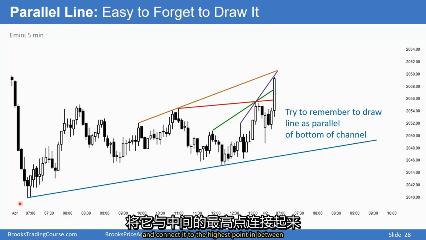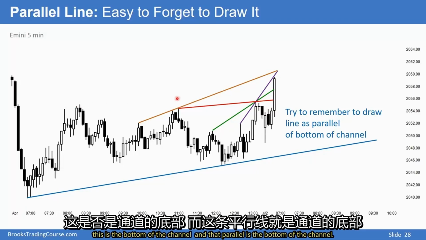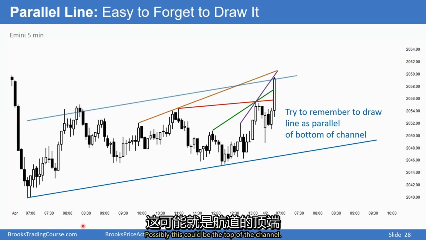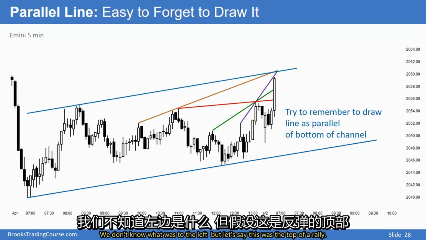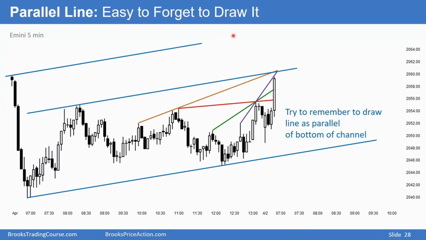Because it's major and I can draw a line, I'm always going to draw a parallel and connect it to the highest point in between to create a parallel to see if in fact this is the bottom of the channel and that parallel is the top of the channel. There's the parallel line. Possibly this could be the top of the channel. We don't know what was to the left, but let's say this was the top of a rally. Then this is also a possible top of a bull channel.